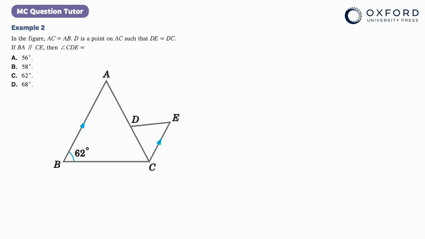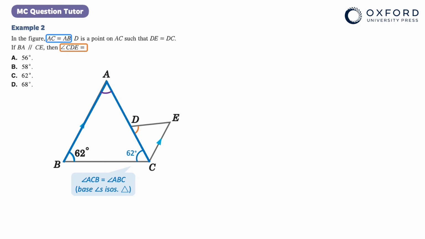The question asks us to find angle CDE. Let's start from the given information. From the question, we have AC equals AB. That means these two angles are the same. Both of them are 62 degrees. The reason is base angles, isosceles triangle.